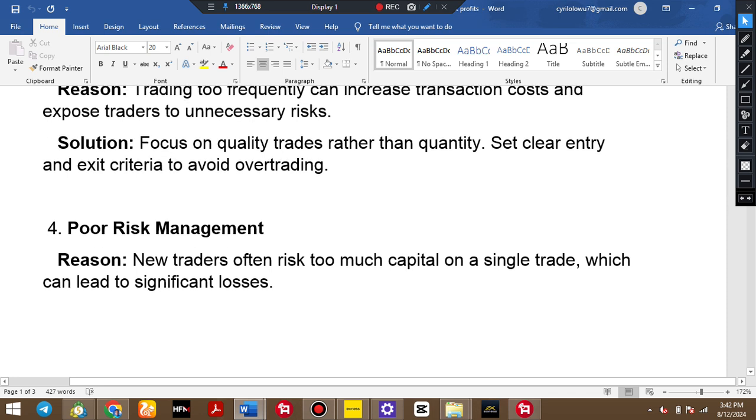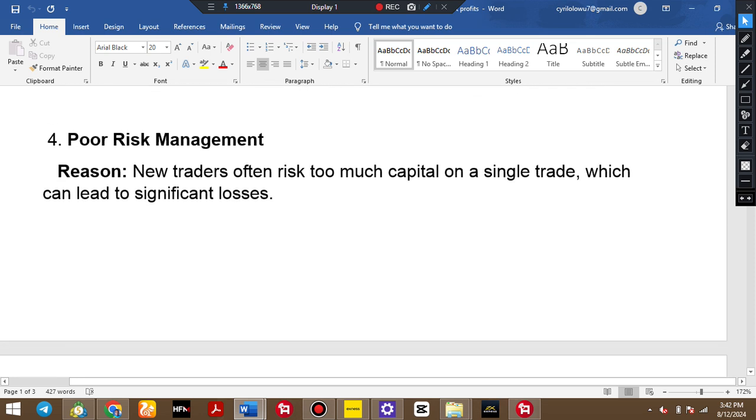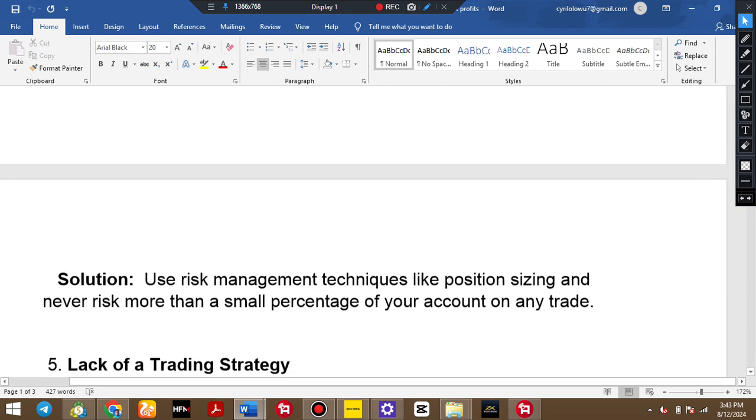So the solution is focus on quality trades rather than quantity. Set clear entry and exit criteria to avoid overtrading. So that is the solution to overtrading. Then number four, poor risk management. The reason is new traders often risk too much capital on a single trade, which can lead to significant loss.